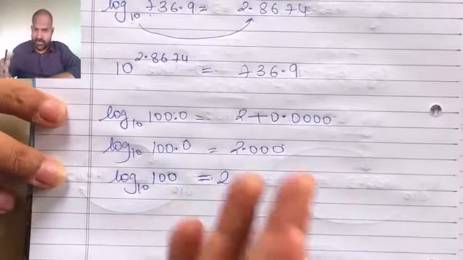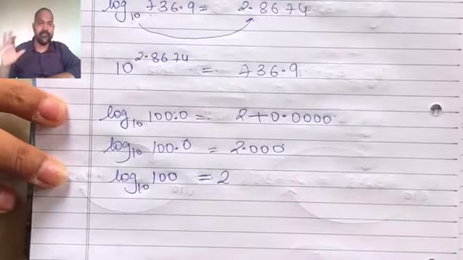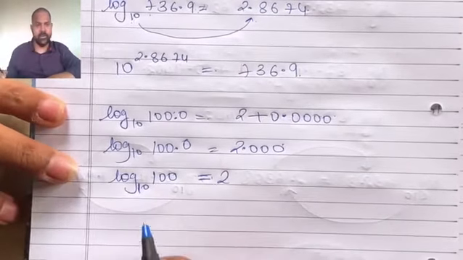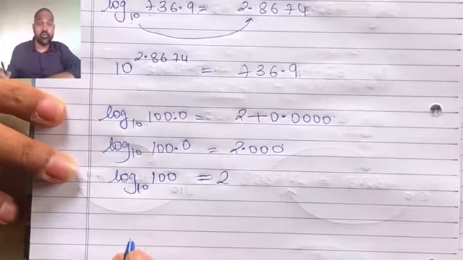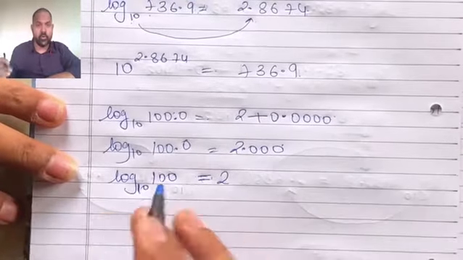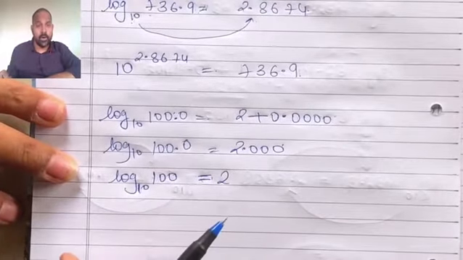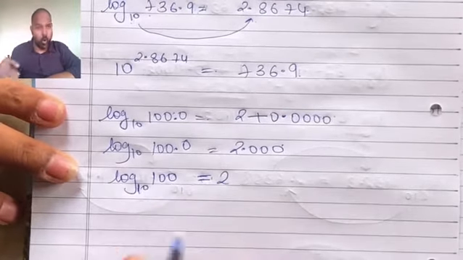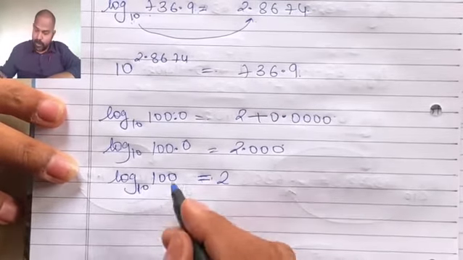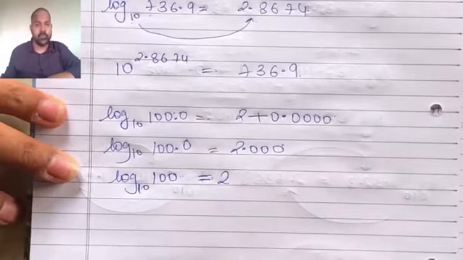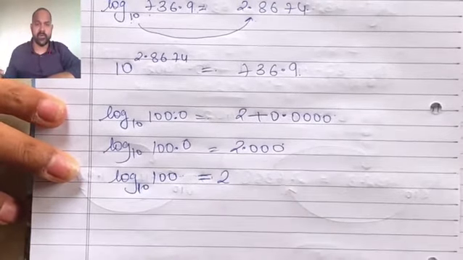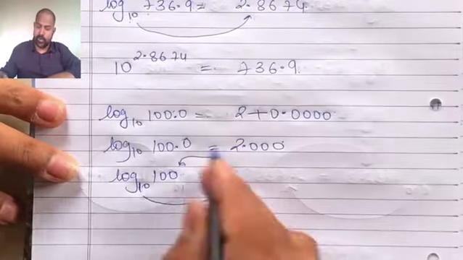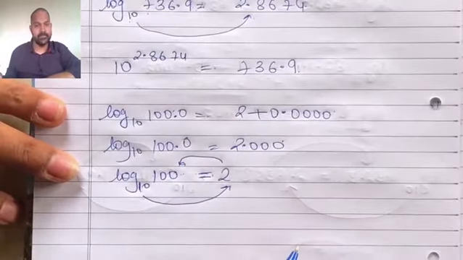But did I need this to tell you that? When I ask you what is the log of 100 to the base 10, I am asking you what should I raise 10 to get 100? Or in other words, I am asking you, 100 is which power of 10? 100 is the second power of 10. Then the answer is 2. 10 raised to 2 is 100, or 10 square is 100.